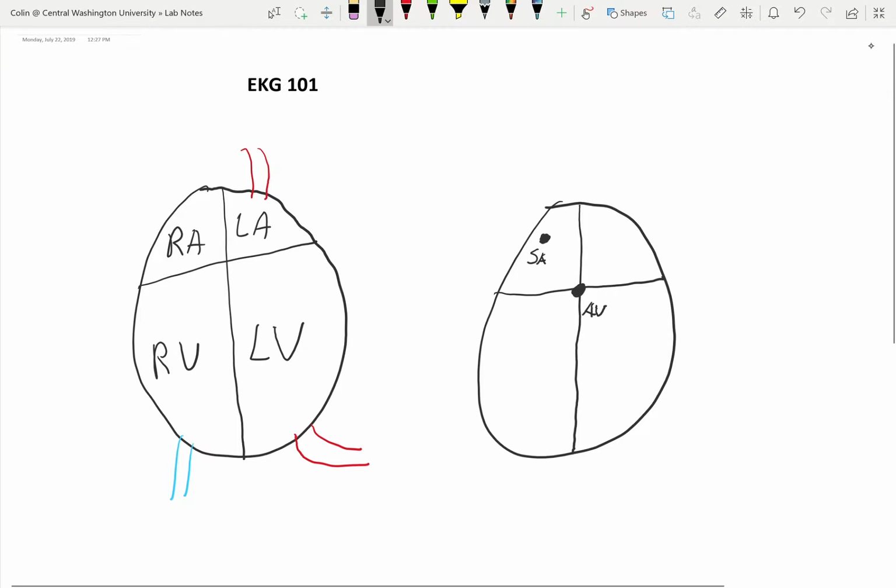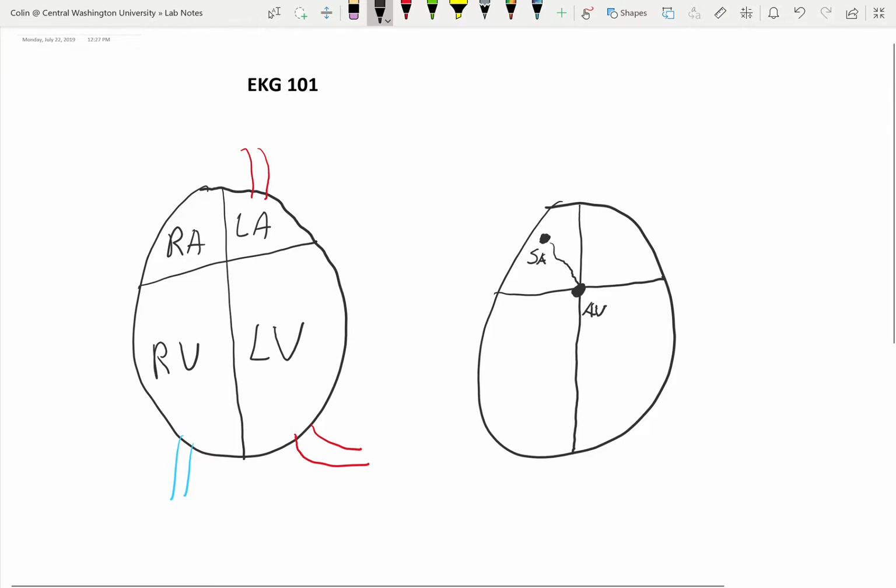So when the SA node says beat to the whole heart, there's like a wiring system, right? So the SA node is connected to the AV, and there's only one way for that signal to reach the bottom of the heart, and that's through the AV node. And so what the AV node does is when the SA node says beat and the top of the heart listens, the AV node delays that signal just long enough for the blood in the top of the heart to fill the bottom of the heart.